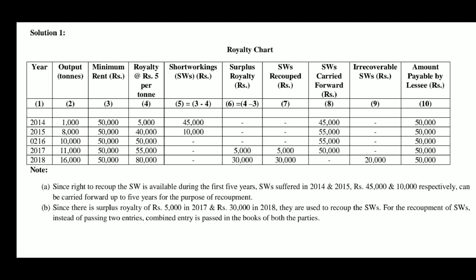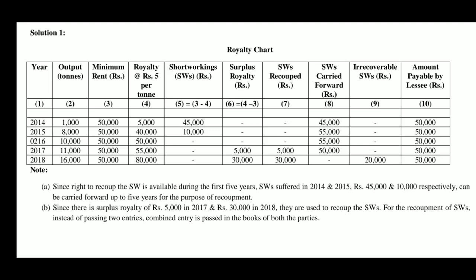Now, see the column number 7, short workings recouped. Here in the first 2 years, there are short workings. Since right of recoupment says that short workings can be recouped in the first 5 years till the year of surplus royalty, it can be carried forward. Short workings can be carried forward. So, in the first year 45,000, in the second year 10,000, totally 55,000 can be carried forward.